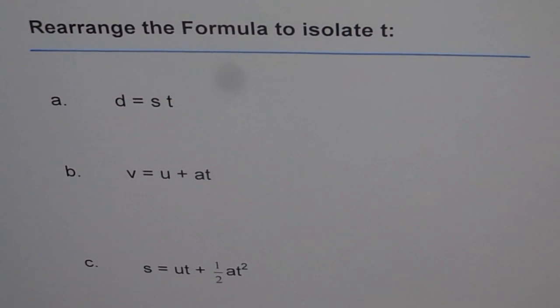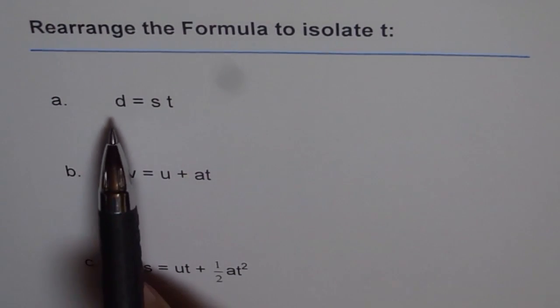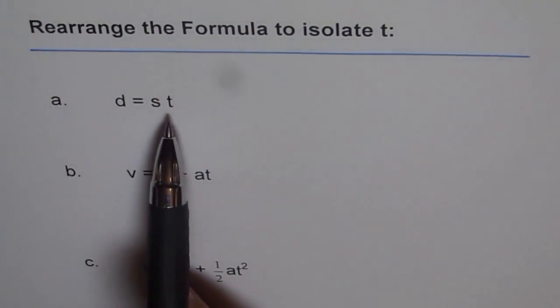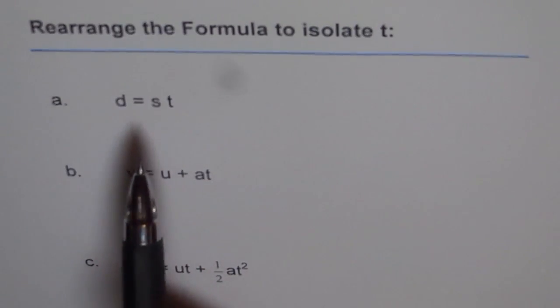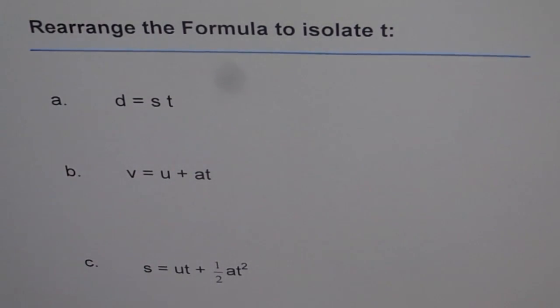Rearrange the formula to isolate t. Well, in every formula you'll find the variable t, right? D equals st, distance equals speed times time, is so commonly used by you, right? You have to figure out what t is from here.